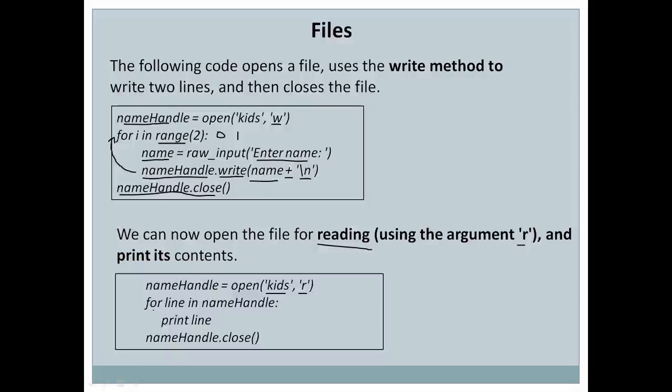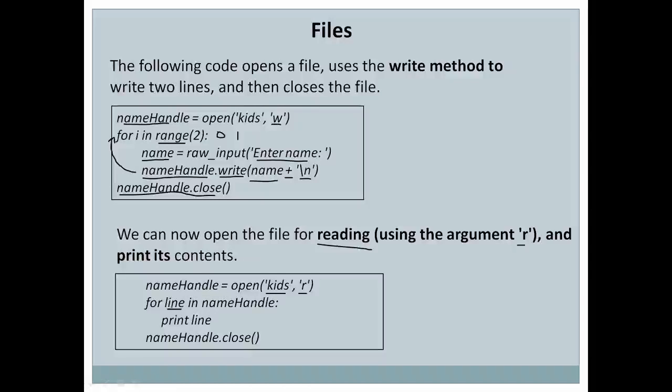Python considers a file as a set of lines, so we can read information from the file line by line, and that is the reason we have used a for loop here: for line in name handle. See, name handle is pointing to a file that is kids, which means name handle includes the contents of the file in terms of number of lines.